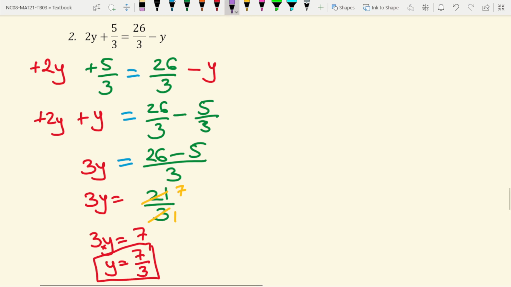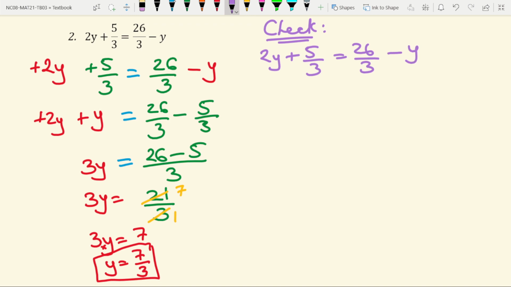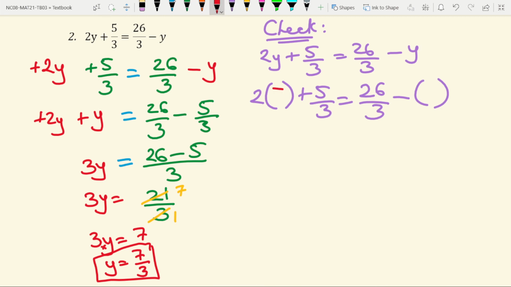So let us check our answer. To check the answer, the first step is always copy the equation: plus 5 by 3 is equal to 26 by 3 minus y. Next step is copy the equation without copying the variable. Next step is substitute the value of the variable. The value of the variable is 7 by 3, 7 whole divided by 3.